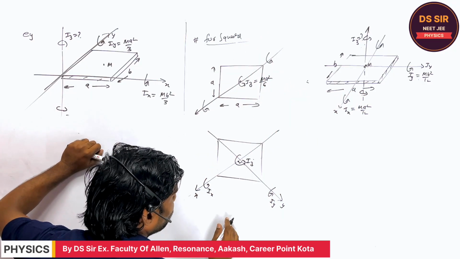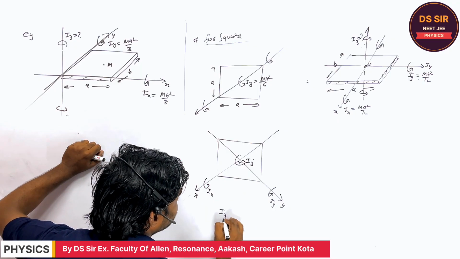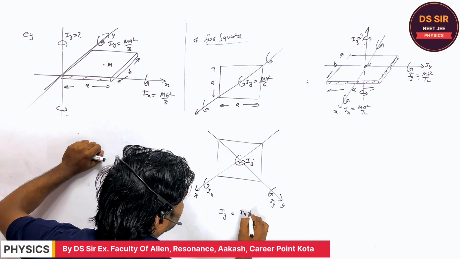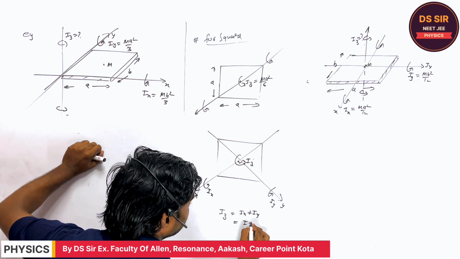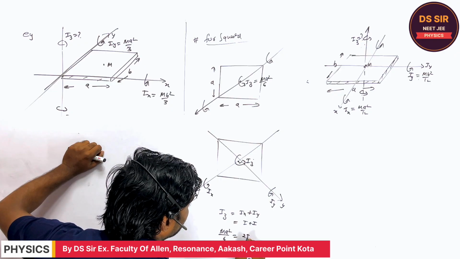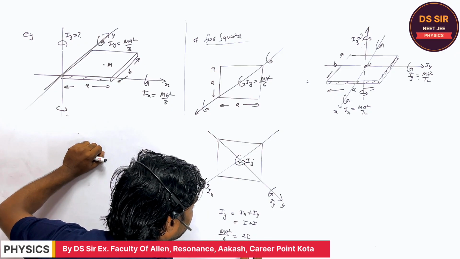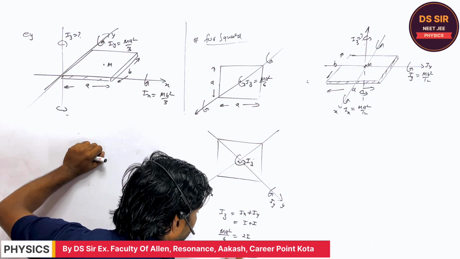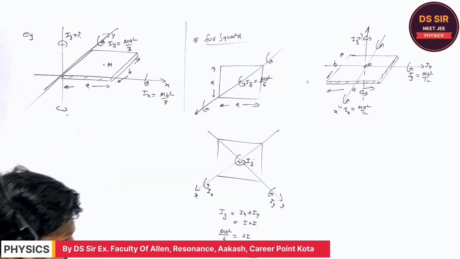So what is the perpendicular axis theorem? Iz is equal to Ix plus Iy. And what are the x and y? They are same. And what is the Iz? Say ma square by 6, which is equal to 2I. So what is the moment of inertia about this axis? Say ma square by 12. Are you getting or not? Ma square by 12. Copy this.